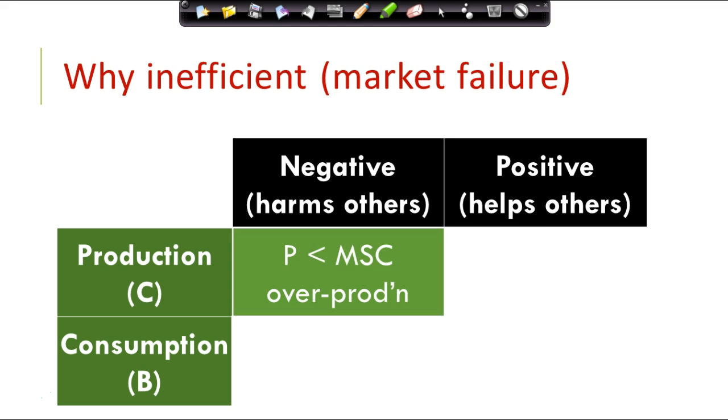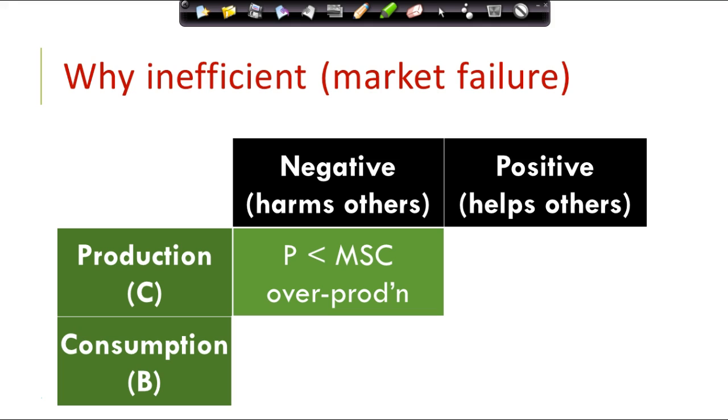So in the case of a negative externality of production, since not all of the costs are being taken account of by the producers of the product, the price at which the product is sold does not reflect all of the costs. It doesn't reflect the external costs. Therefore, the price will be less than the marginal social costs. And as a result, there will be overproduction.